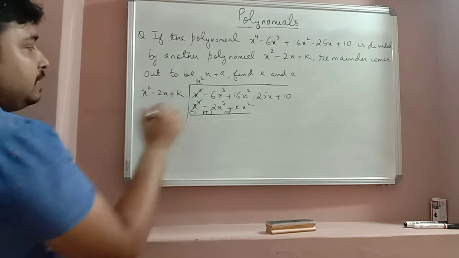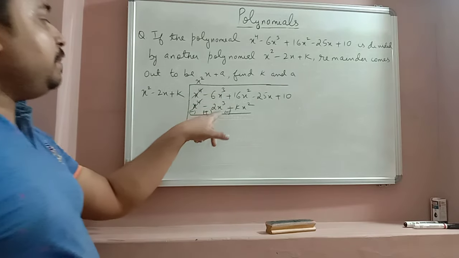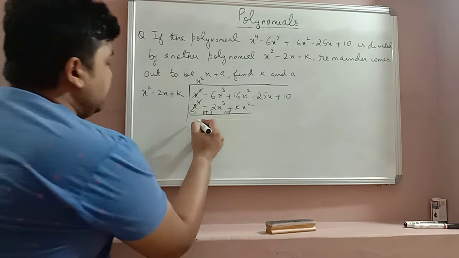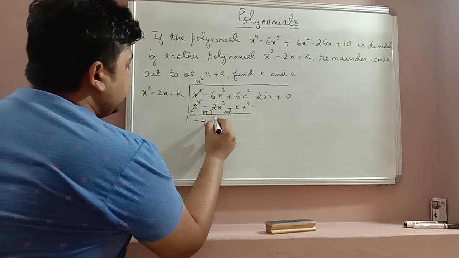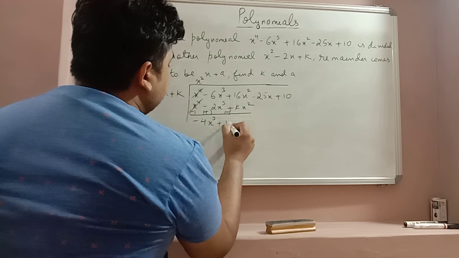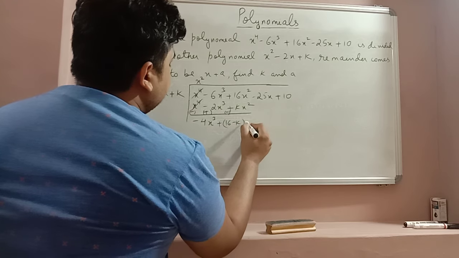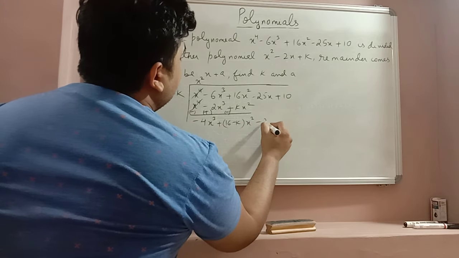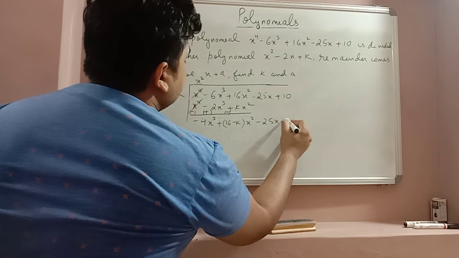So this gets cancelled. Minus 6x cube plus 2x cube turns out to be minus 4x cube, and this will be plus 16 minus k times of x square, and I wrote down the rest of the terms, minus 25x plus 10.